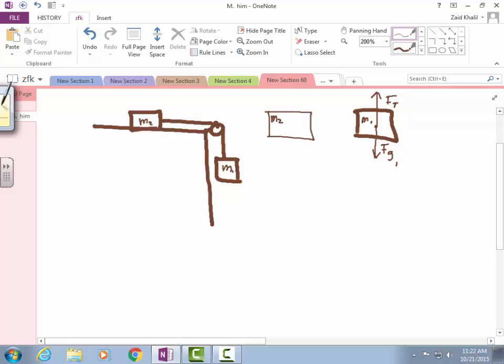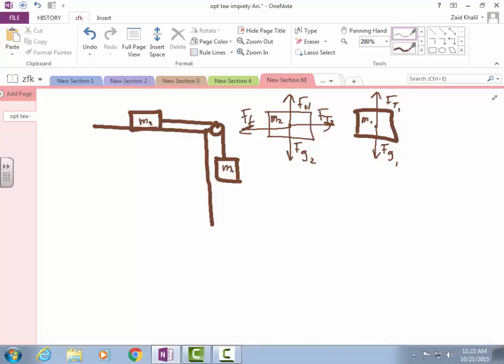M2. What's on M2? Tension. Which direction? Ft to the right. Actually, let me separate out my FTs. Ft1, Ft2. What else? Spit them out. Gravity, normal force, right? Gravity. Normal force. And friction. Notice I'm not specifying which friction. Why? Yes. That's right. You have your three scenarios.